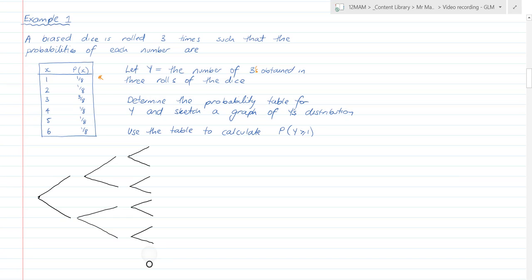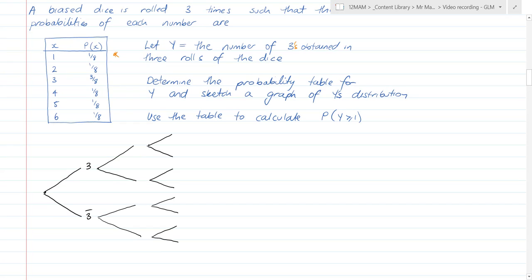So we can get a 3 or we can get not a 3. Remember, if we put a straight line at the top, or a little dash there, that means not 3. 3 or not 3, 3 or not 3, 3 or not 3, 3 or not. Sorry if you're getting a bit bored here, but I'll just finish it off because I'm on a roll. There we go. And now I can add some probabilities to these branches.